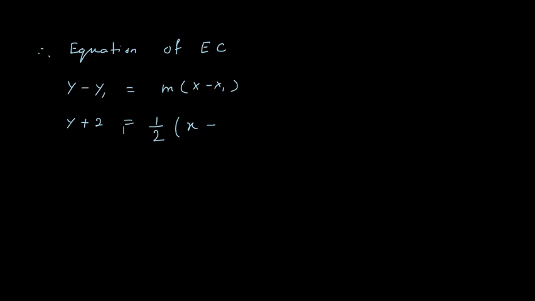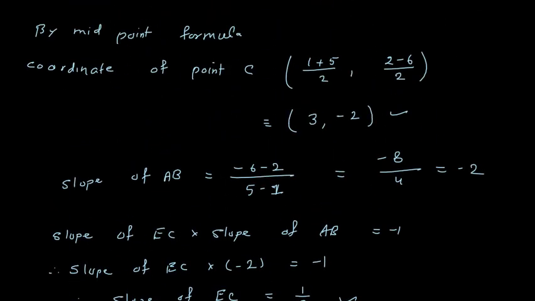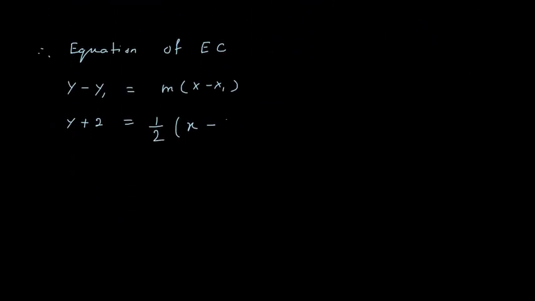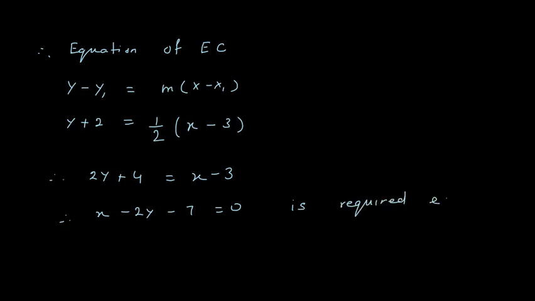So it is x minus, now what is x1? x1 is 3, so x minus 3. So we will cross multiply, and we will say that 2y plus 4 is equal to x minus 3. Therefore x minus 2y minus 7 is equal to 0 is the required equation. Okay, so we get the equation of line EC, which I had to find out.